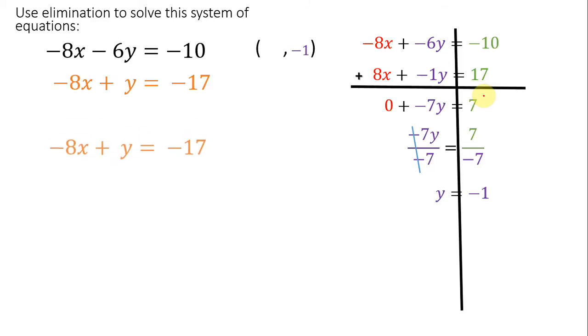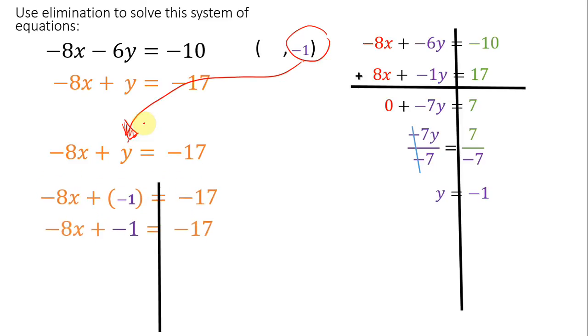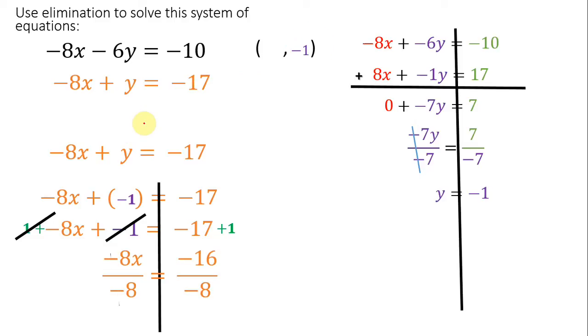I'll take an equation from my original equations. I'll take my -1 that I found for y. I'll substitute it into my y spot right there, and I will get 8x plus -1 equals -17. Get rid of the -1 by adding +1 to both sides. Divide each side by -8. And I'll get x is equal to 2.